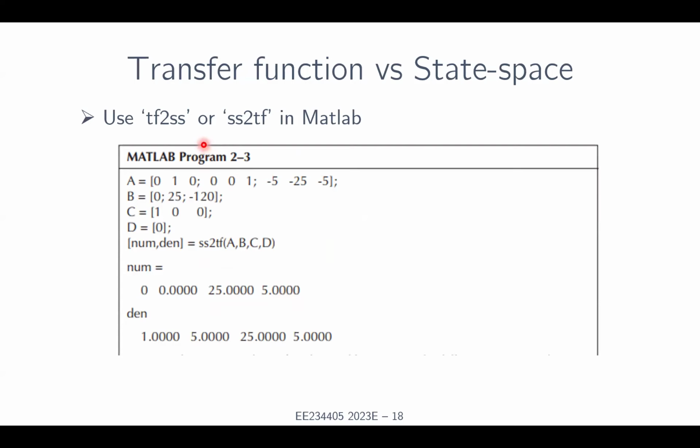One way to do this, of course, is to just use this command in software like MATLAB. For example, A, B, C, and D: A is a matrix, a 3 by 3 matrix, whereas B is a column vector and C is a row vector, whereas D, as I just mentioned, is just zero. We could convert this into a transfer function by using this command ss2tf. It means state space to transfer function.